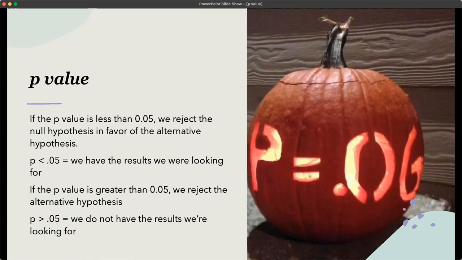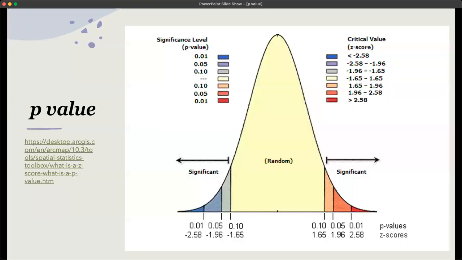So if the p-value is greater than 0.05, we don't have the results we look for, and we look for alternative explanations as to why that is. So this shows us here with the data set, this is for a Z test showing the Z scores, and we have a high and a low end. So we've got negative Z numbers and positive Z numbers. If you notice, this is a two-tailed test, and we can have a p-value of 0.05 on either end.